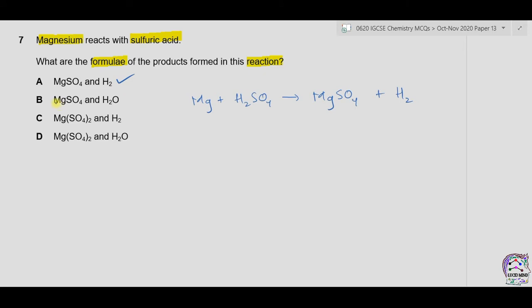This is correct. B is magnesium sulfate and water. Water is not formed. C is magnesium sulfate 2. This formula is incorrect. Again the formula is incorrect in D. This is because the charge on one magnesium atom is +2 while the charge on sulfate is -2. So when they combine, opposite charges cancel out and the formula becomes MgSO4. The answer is therefore A.